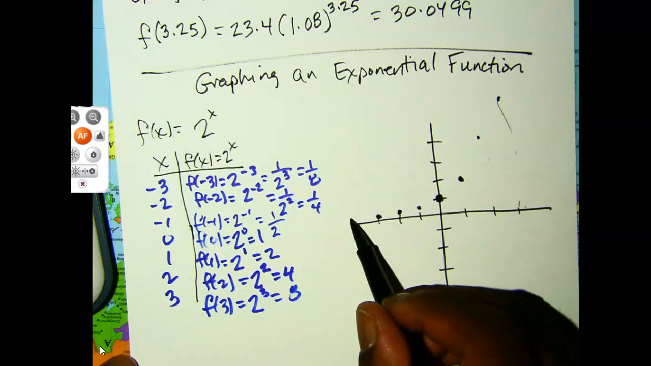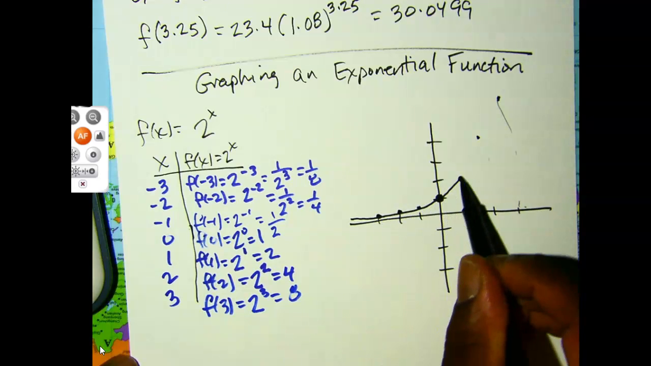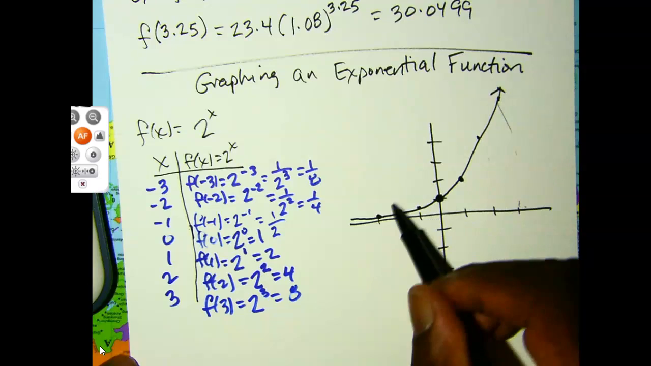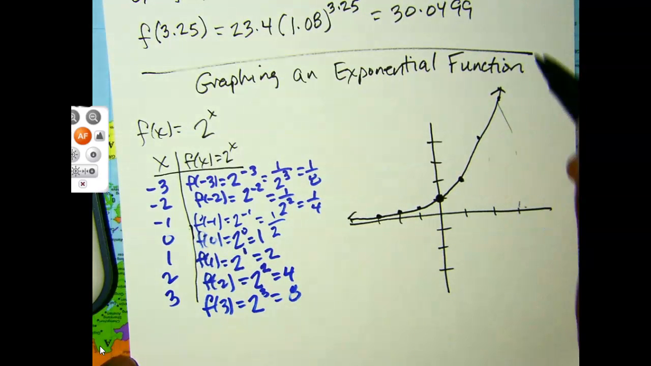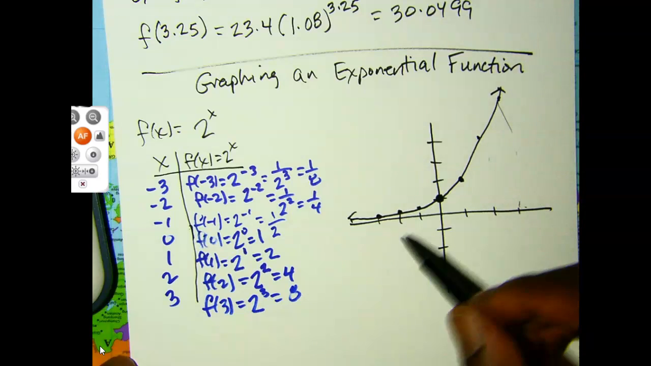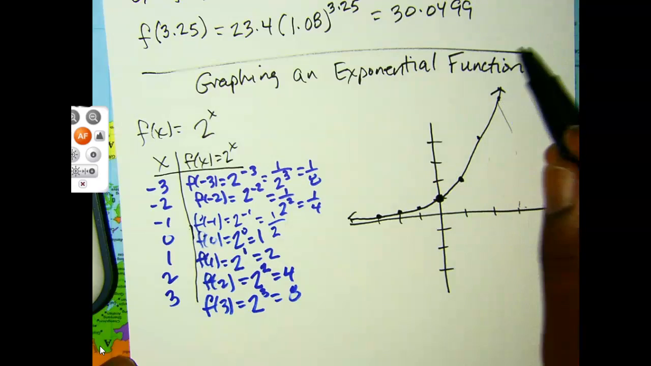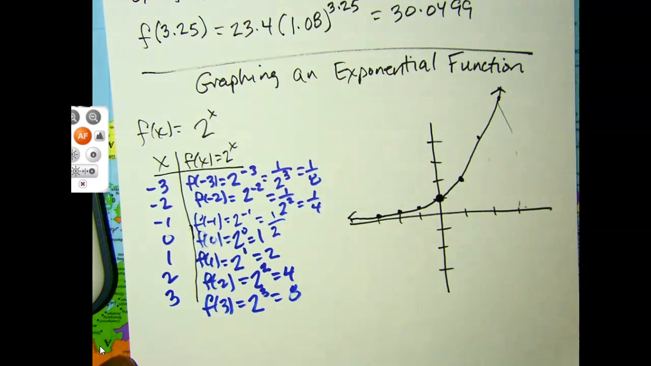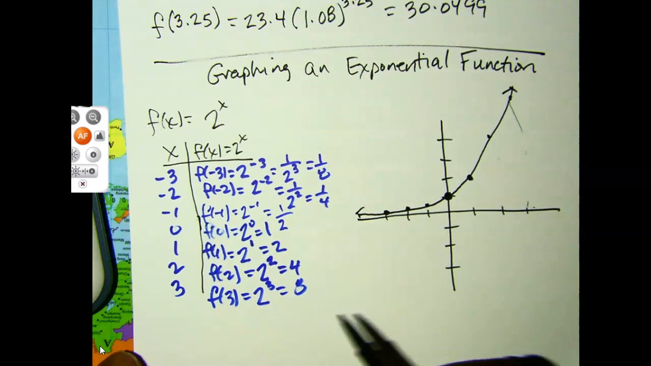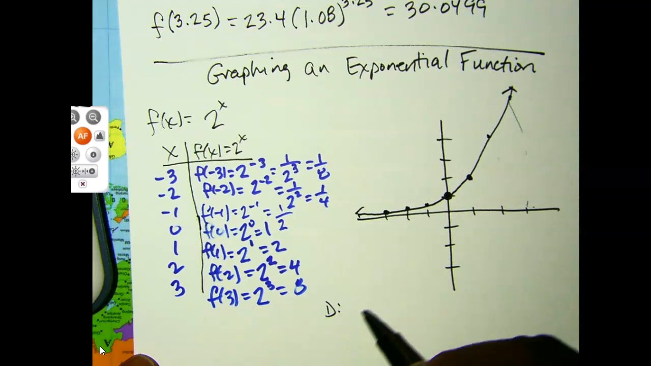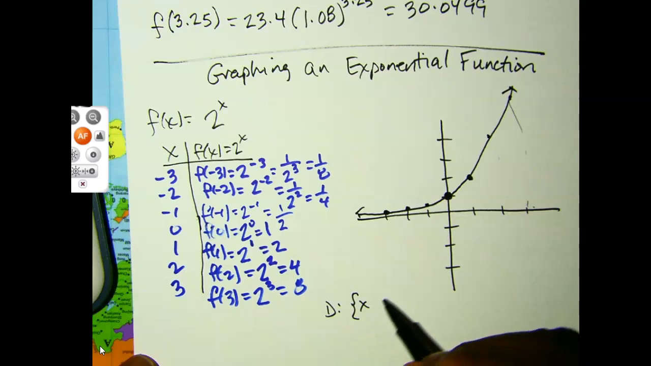So our graph looks like this. When x is 4, 2 to the 4th is 16. When x is 5, 2 to the 5th is 32. So it's really climbing fast. So your domain, or our domain, all real numbers.